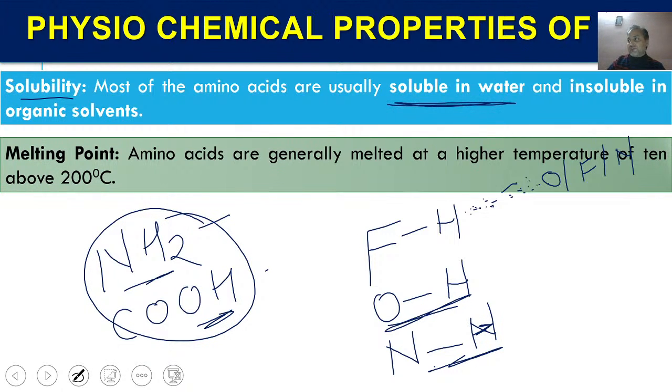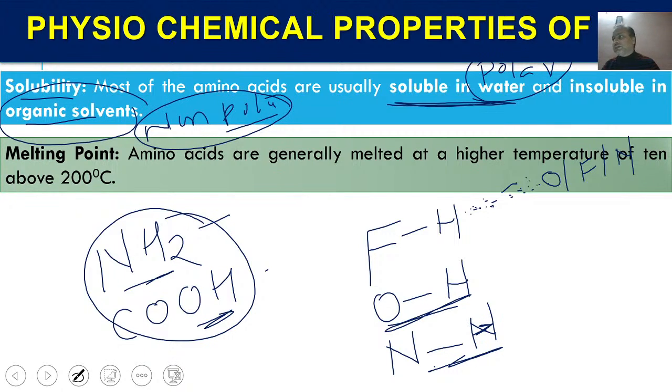Any substance which is water soluble will be insoluble in lipids, because water is polar and lipids are non-polar. Lipids means organic solvent, non-polar. So amino acids are soluble in water or polar solvents and insoluble in non-polar solvents, lipids, or organic solvents. All three are of the same nature. Is it clear, anyone?